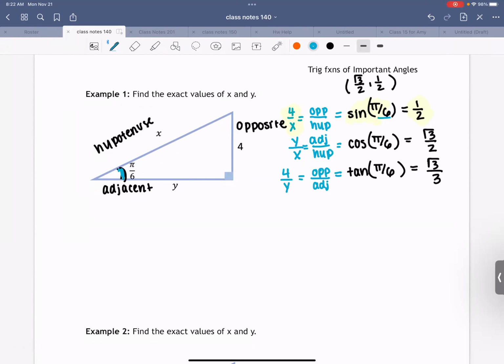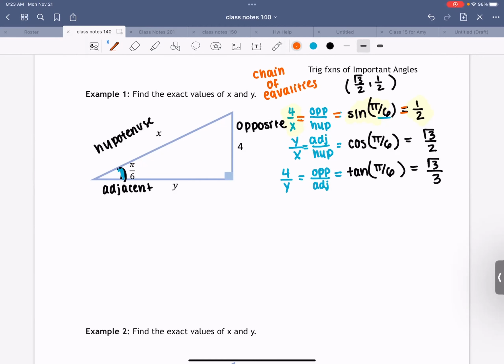So what we've done is we set up this thing that we call a chain of equalities. I'm used to saying chain of inequalities, but this is called a chain of equalities. Okay, let me write this out. Chain of equalities. The reason it's called a chain is because we have a long string of things that are all connected by equal signs, right? So I know that 4 over x is the opposite over hypotenuse. And I know the opposite over hypotenuse is sine of pi over 6. And I know the sine of pi over 6 is 1/2.